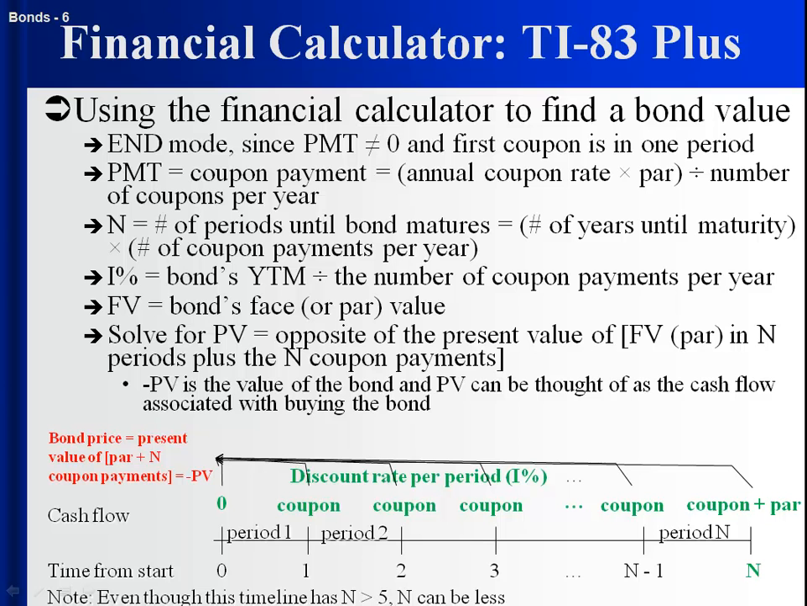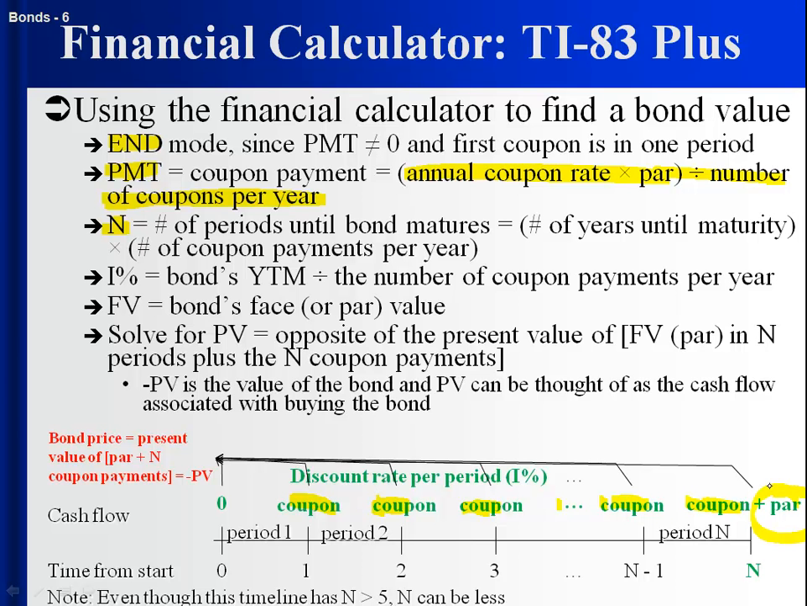So in the calculator, we're dealing with a set of fixed coupons, and that looks just like an annuity. So again, we're in end mode, and the payment's equal to the coupon, which is the annual coupon rate times par, divided by the number of coupons per period. How many of them are there? There's n, which is the number of periods until maturity, times the number of payments per year.